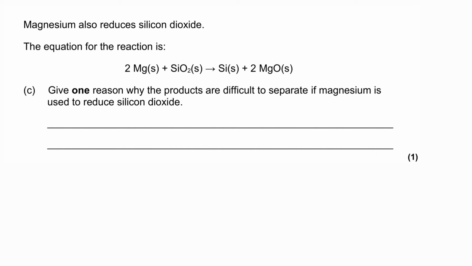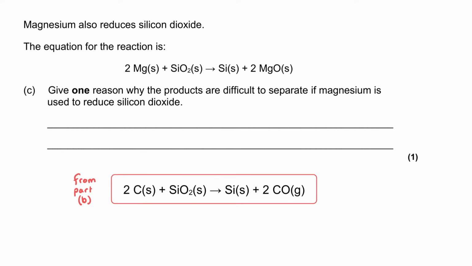And so this is very similar to the previous question where carbon was used to remove the oxygen from the silicon dioxide. And we've been asked to give one reason why the products are difficult to separate if magnesium is used to reduce the silicon dioxide. And that's implying that this difficulty wasn't present when we were using carbon to extract the silicon.